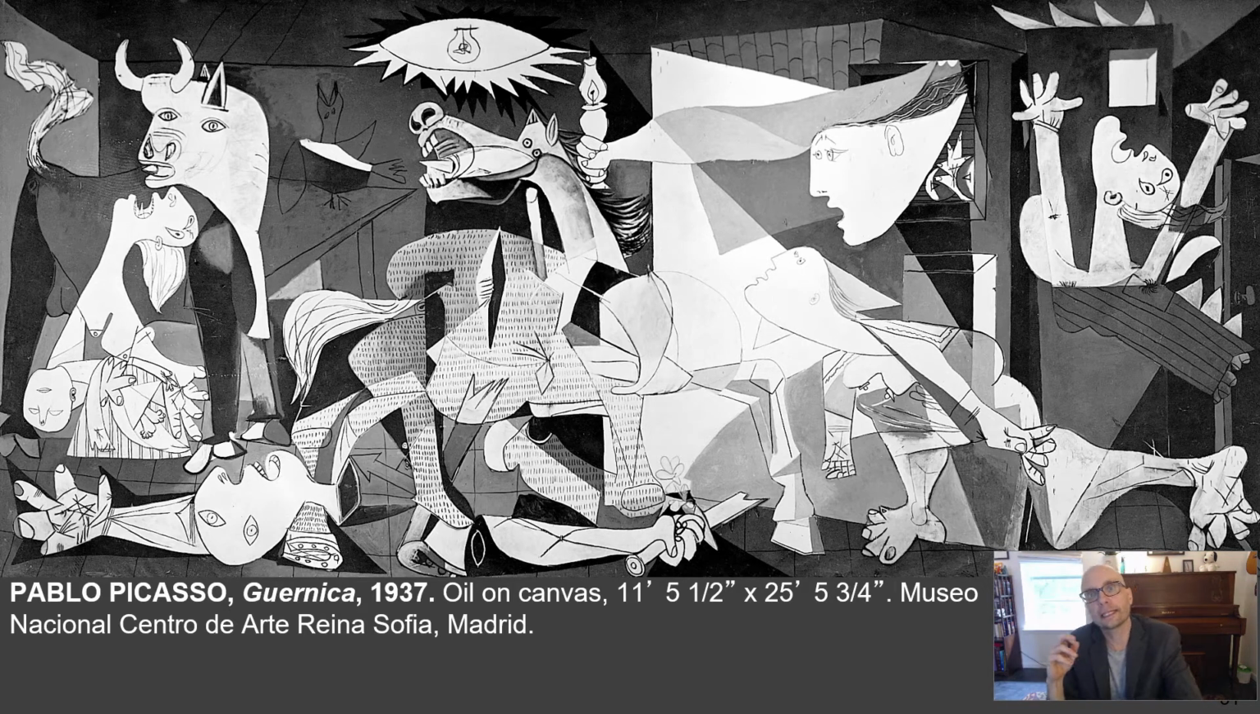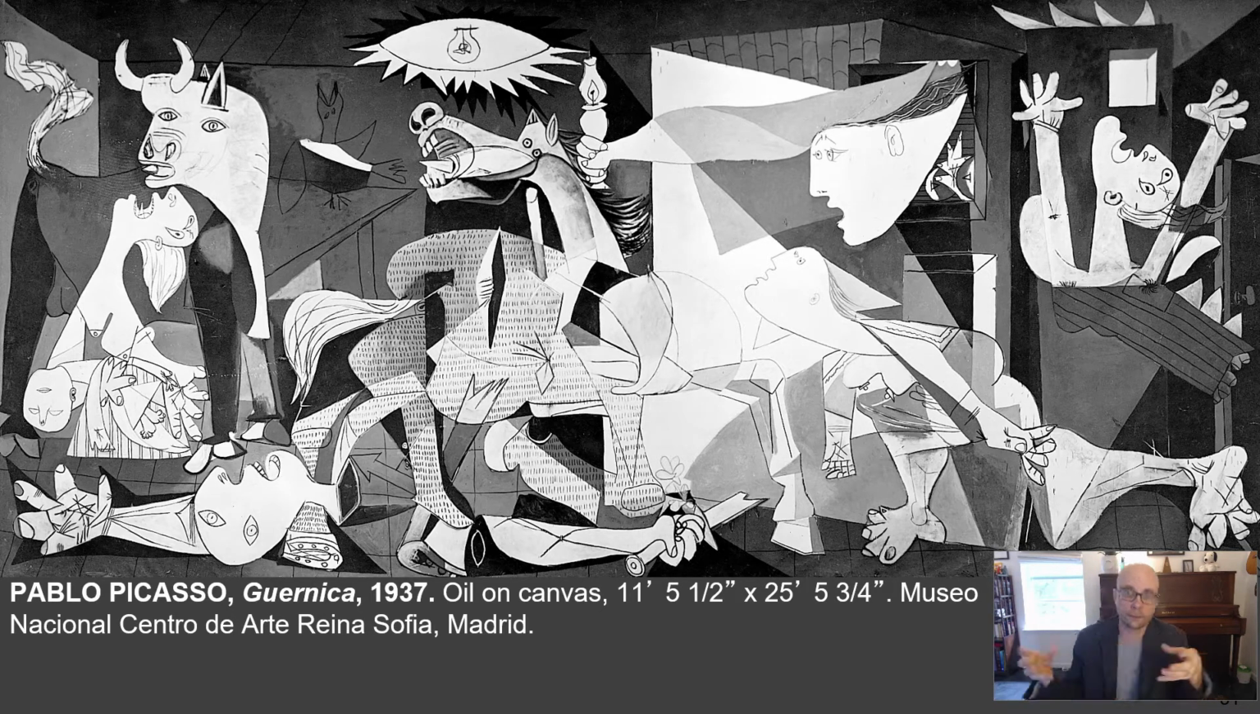But this is a painting that Picasso painted in response to a horrible tragedy. And I'm going to keep this really short. Spain was basically under a fascist dictatorship under a guy named Francisco Franco, and the legitimate Spanish government was exiled. In their exile, they hired Picasso to create this painting for basically a world's fair. And he painted it to show the horrors of the bombing of a town called Guernica.